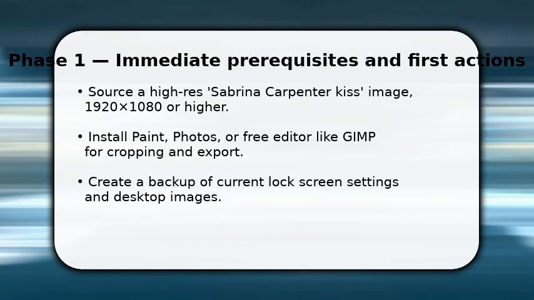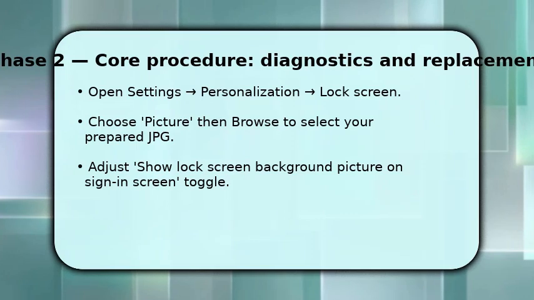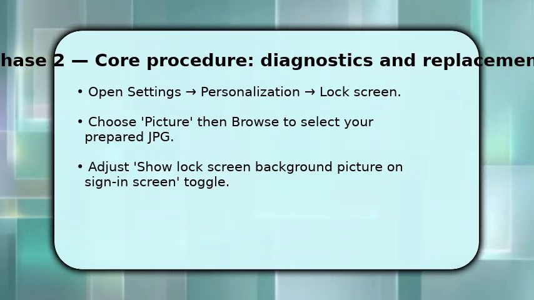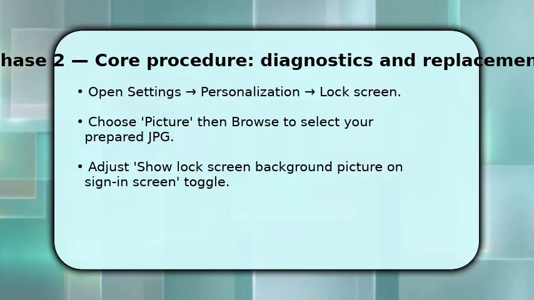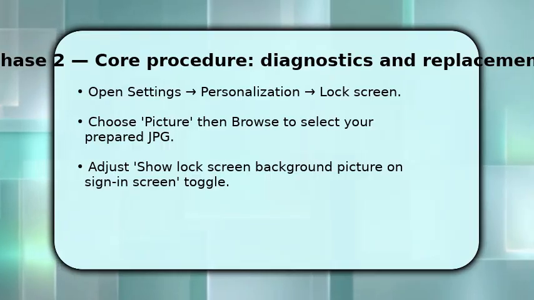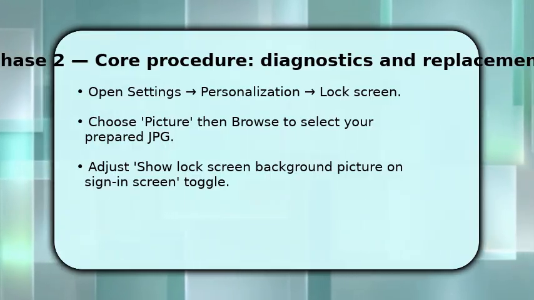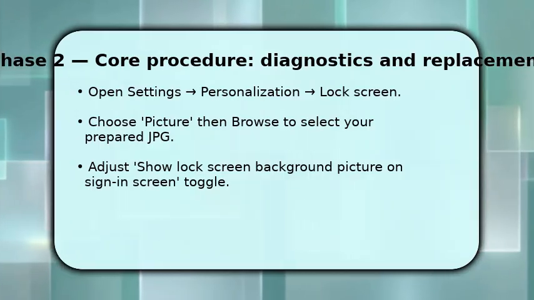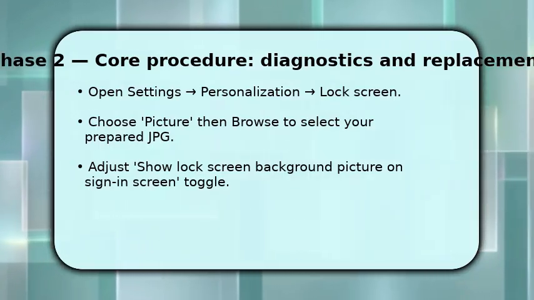Make a backup of your current lock screen before changing settings. Now you head into Settings and select Personalization, then Lock Screen. Choose Picture rather than Windows Spotlight and click Browse to pick the exported JPG you prepared. This ensures the same image appears every time. Make sure Show Lock Screen Background Picture on the sign-in screen is enabled so the image displays on sign-in too.